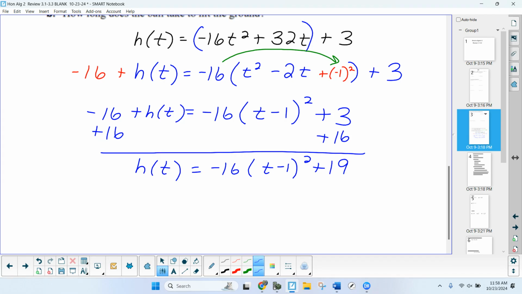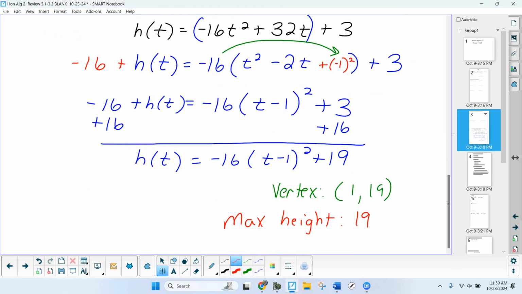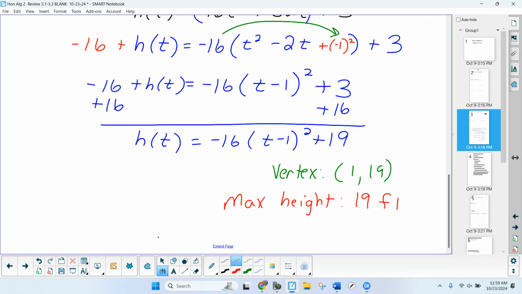So what does the negative do? Opens down. What does the 16 do? Stretches it. Does that affect my vertex? No. What does the negative 1 make it do? Right 1, up 19. So what is my vertex? 1, 19. So what is the maximum height? 19. And the units would be on this. I don't even remember what this was. Golf ball. That would be what? Feet. Okay, that's part A.